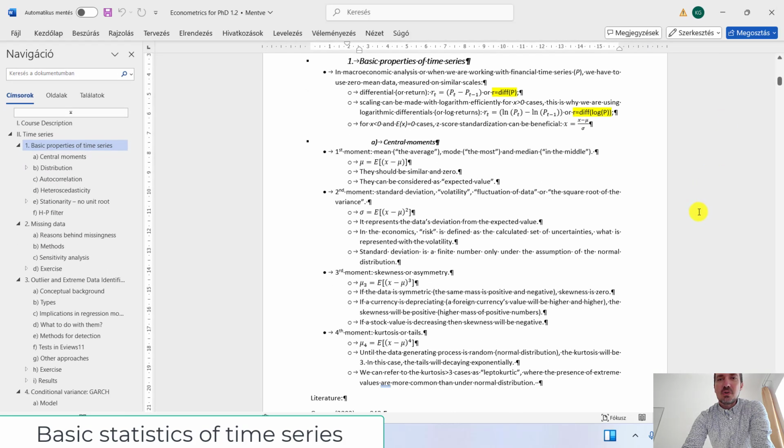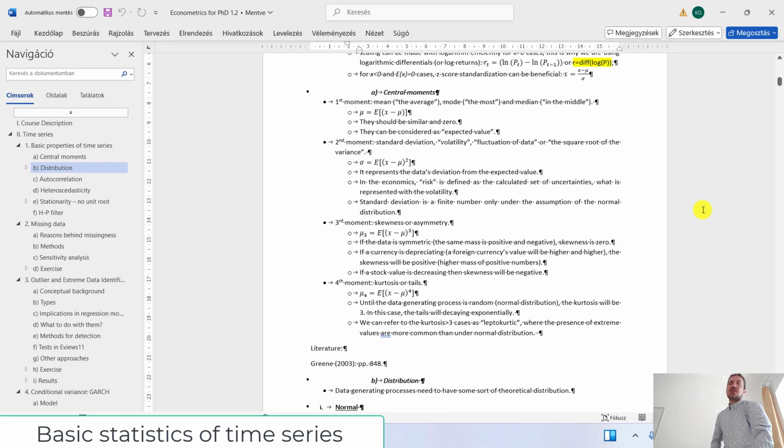So let's go through central moments and all the other data.